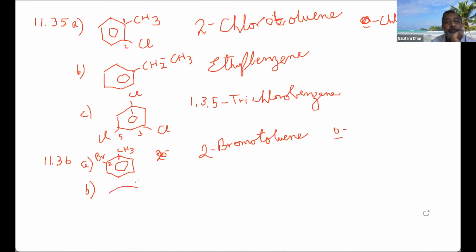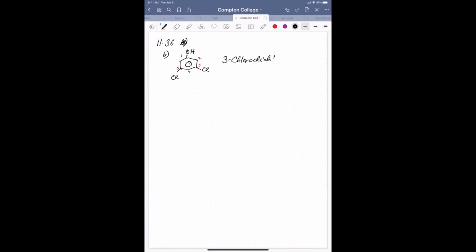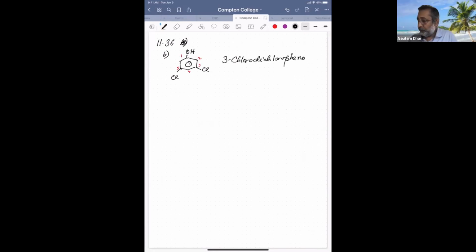So in B, this is a phenol. So this is a phenol, and then you have a chloro. Now here it doesn't really matter which direction you number. So we have this phenol. So there's OH here, and there are 2 Cl, 3-chloro, dichloro, phenol, 1-1.